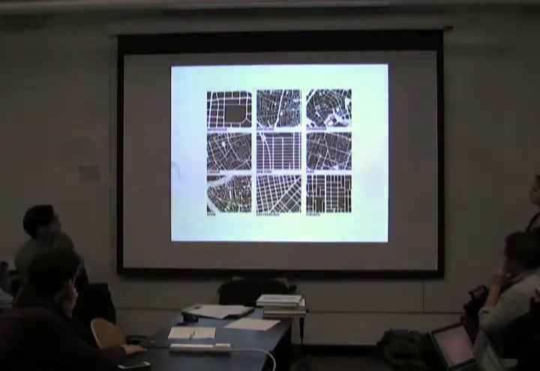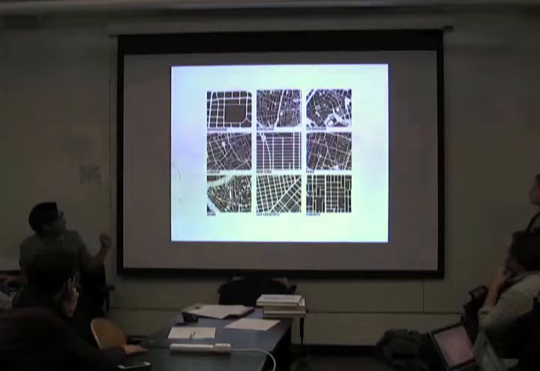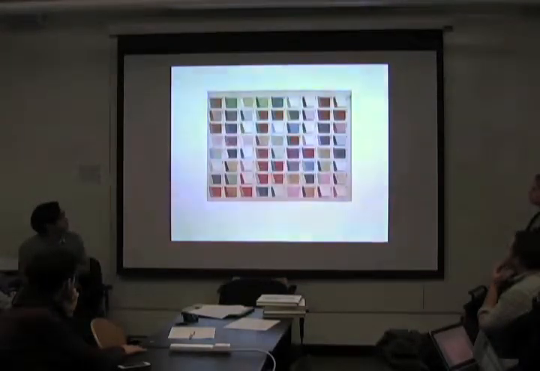Some more examples of figure-ground maps, and also small multiples. You can draw comparisons very quickly between these different city forms. Yet another example.